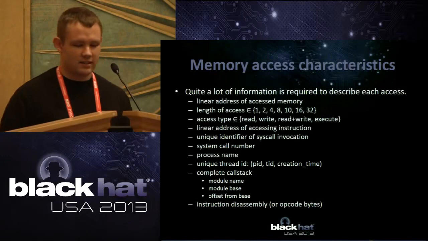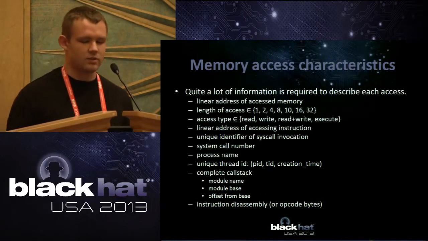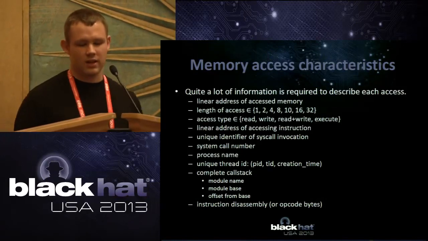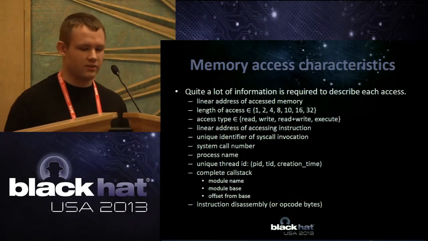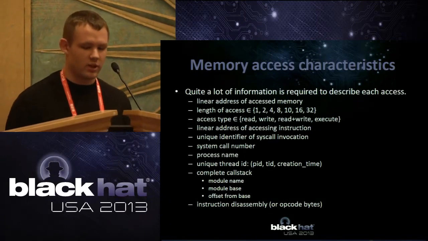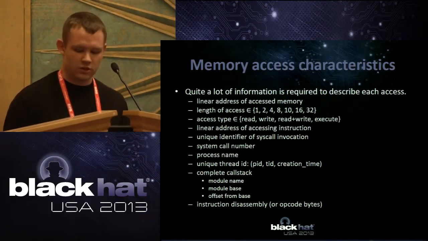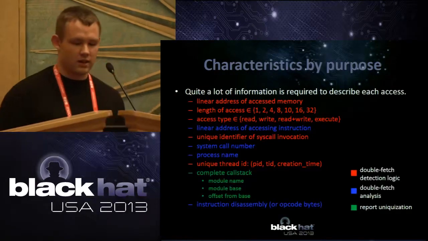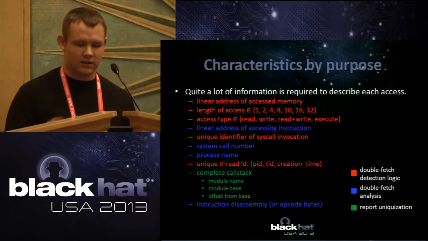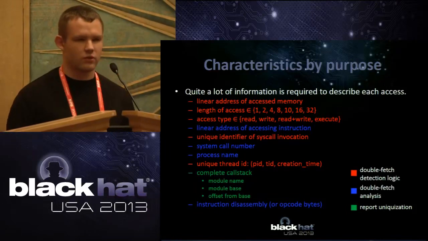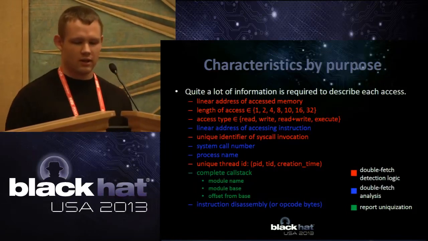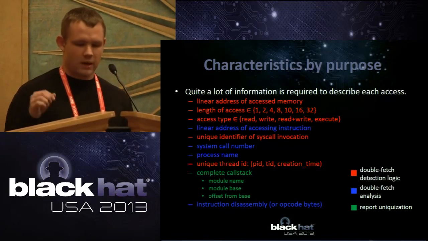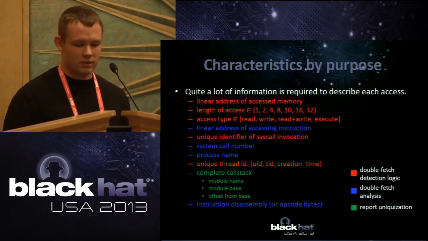So as I said, we have to have a large database of memory accesses, and each memory access can actually be characterized by quite a lot of information which we need to implement the logic of the double fetch finding. So we can group all of these types of information into several different types of things. So we can characterize them by purpose. So we have three different purposes of this information.